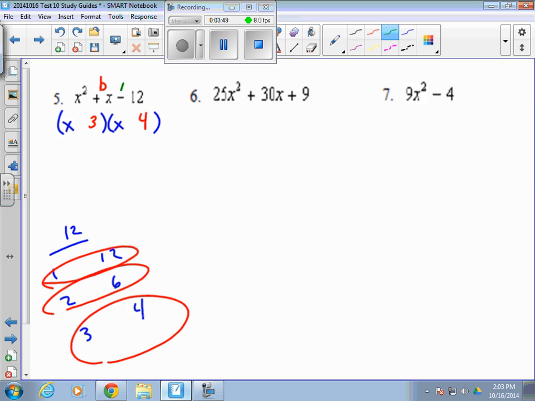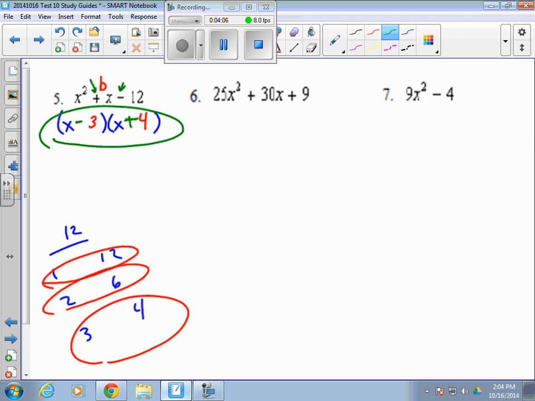This tells you they're different. This is the first one where they have different signs. This one tells you since they're different, the larger absolute value is going to be positive. So 4 is bigger than 3, so plus. And the 3 is smaller, it's negative.